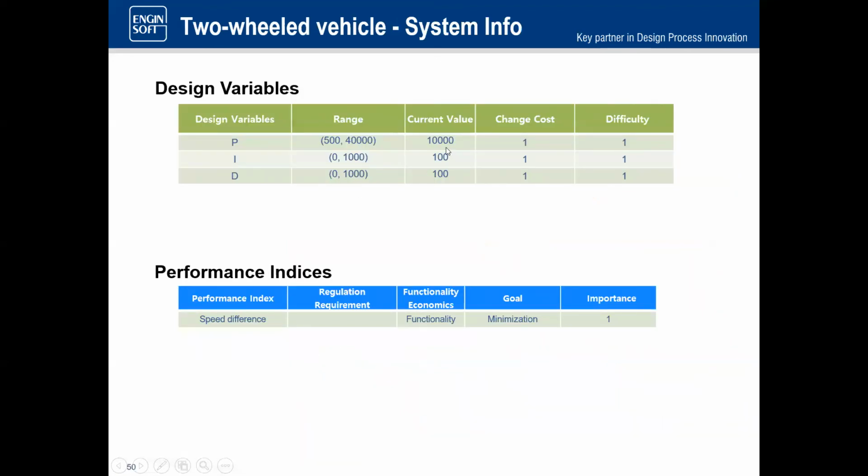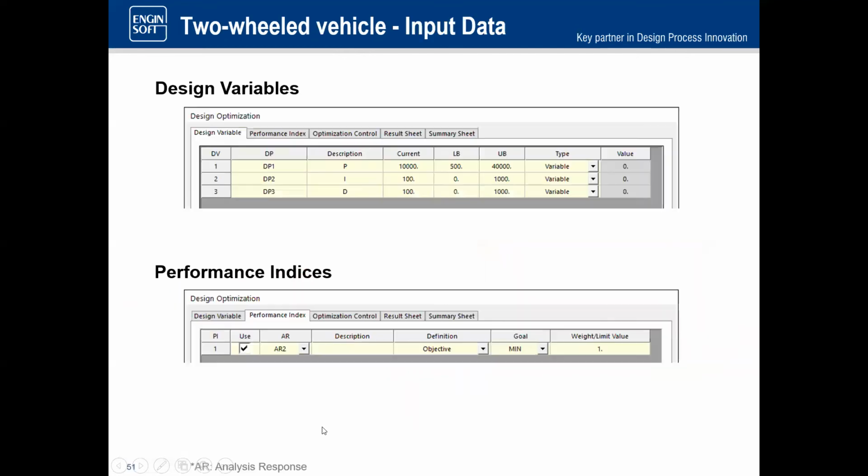So if we look at our tables, we basically have gains that we want to define on the controller. It's a PID controller, so we have the proportional gain, integral gain, and derivative gain. And then the objective is to minimize this speed difference. Now if we look at how that's applied in AutoDesign, we have the 3 design variables with the PID gains, and then simply the objective function.